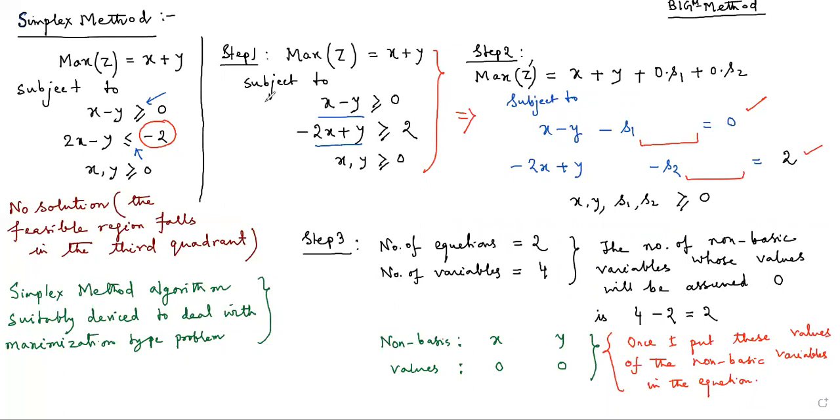Sir, I think we can get the... Sir, I think we can. Don't say "I think." Say "I will get." Oh, sir, I will get the value of S1 and S2. What will be those values?